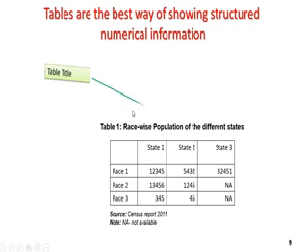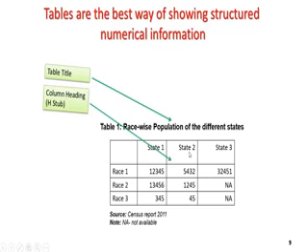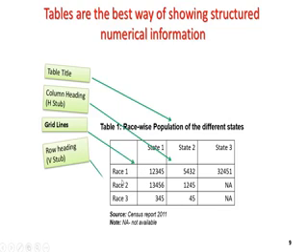Now let us look at the names of these technical terms. This is called the table title. This is the column heading, also called the horizontal stub. These are the grid lines, the lines in between. Then we have the row heading. These row headings are also called the vertical stub. So this is the vertical stub, also called the row heading.